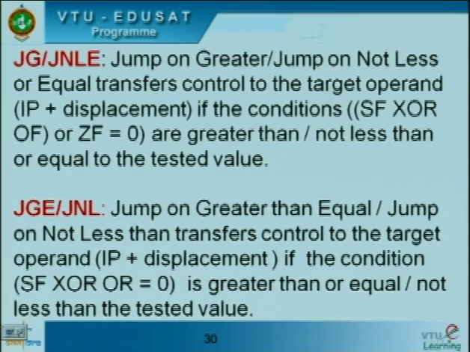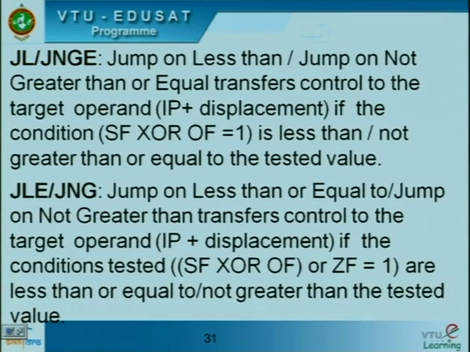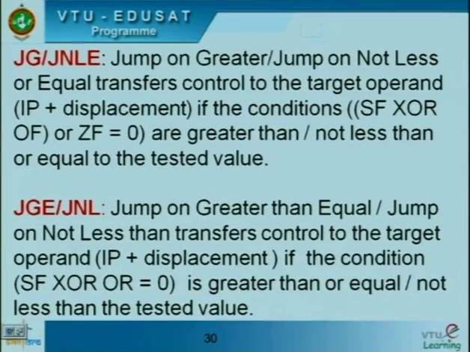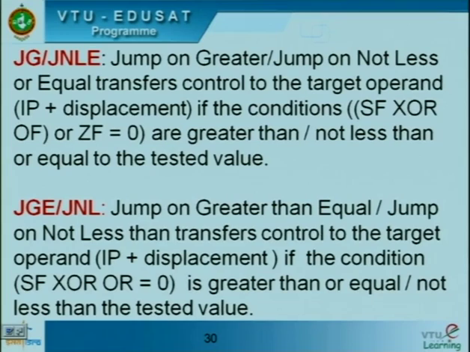One is jump greater than, the other one is jump greater than or equal to, or jump not less than. Similarly, jump less than or jump not greater than or equal to. The last one is jump less than and jump not greater than instruction. So, you see all these instructions have sign flag exclusively ORed with overflow flag. That means you need to look into sign flag and overflow flag, especially when you are considering these instructions. These 4 jump instructions are important and are used only for signed numbers, not for unsigned numbers.